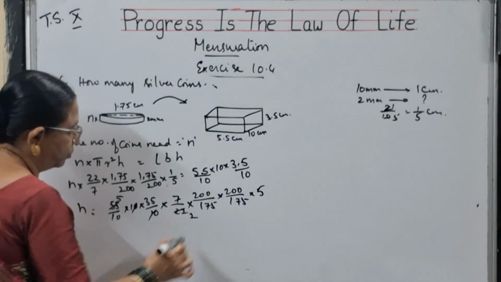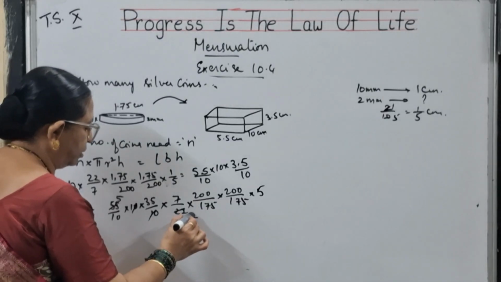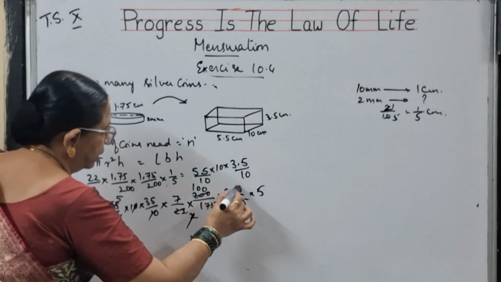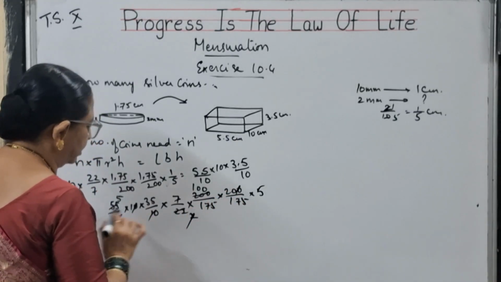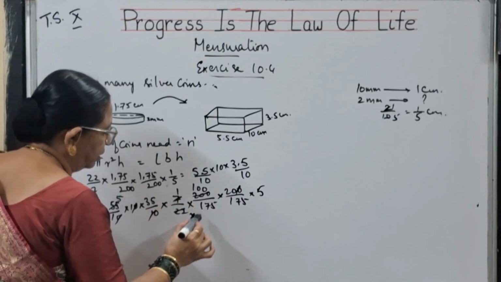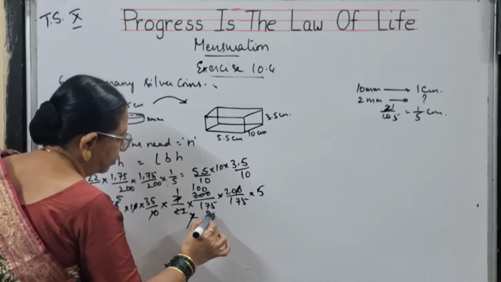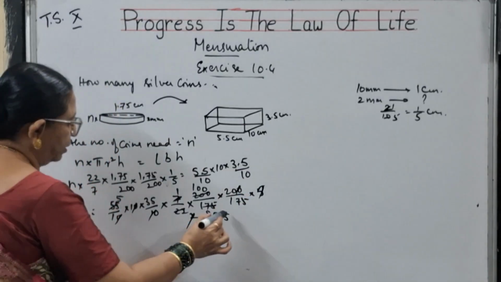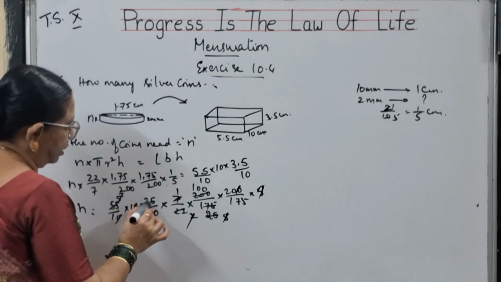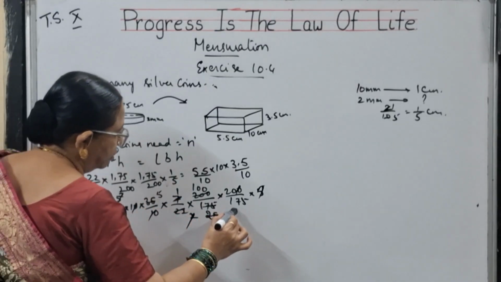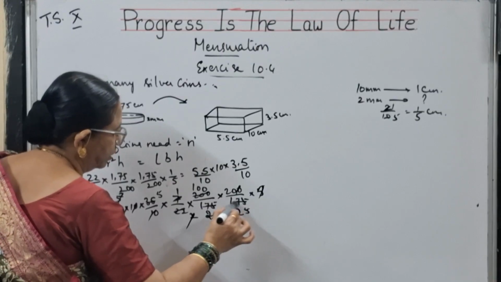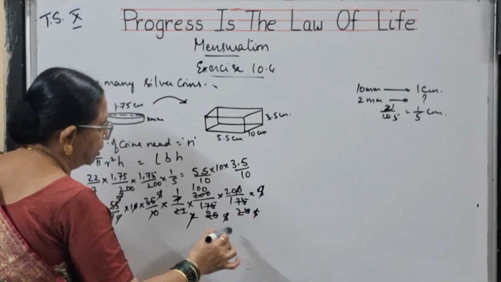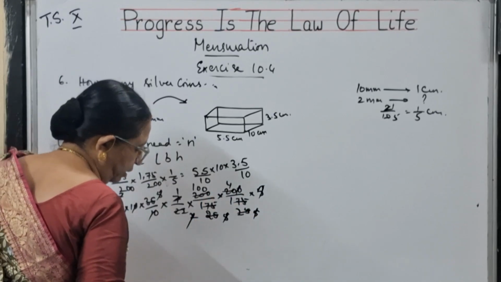11 5s are 55, 11 2s are 22. And here 2 into 200s are 400. Here 10 is there, this 0 and this 0 I am cancelling. And anything here, 7 1s are 7, 7 2s are 14, 7 5s are 35. 5 1s are 5, 5 5s are 25. So here 5 and 5 will get cancelled. Here again 7 5s are 35, 7 2s are 14. Again 5 1s are 5, 5 5s are 25. 5 1s are 5, 5 4s are 20.